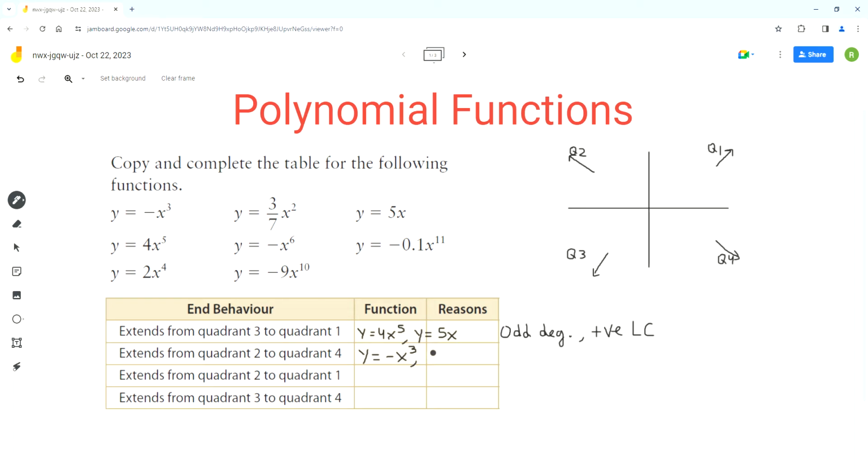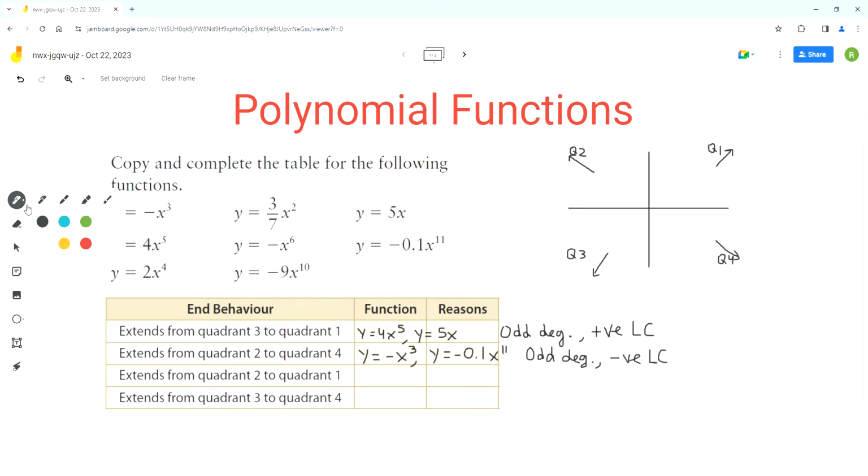And the other one is y equals negative 0.1x to the power 11. And the reason is odd degree and negative leading coefficient. Now we can analyze the third behavior. Extends from quadrant 2 to quadrant 1.